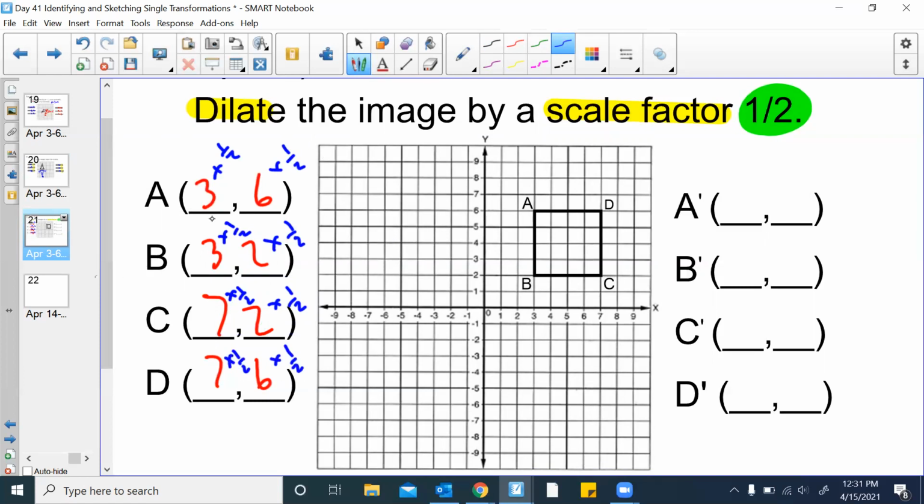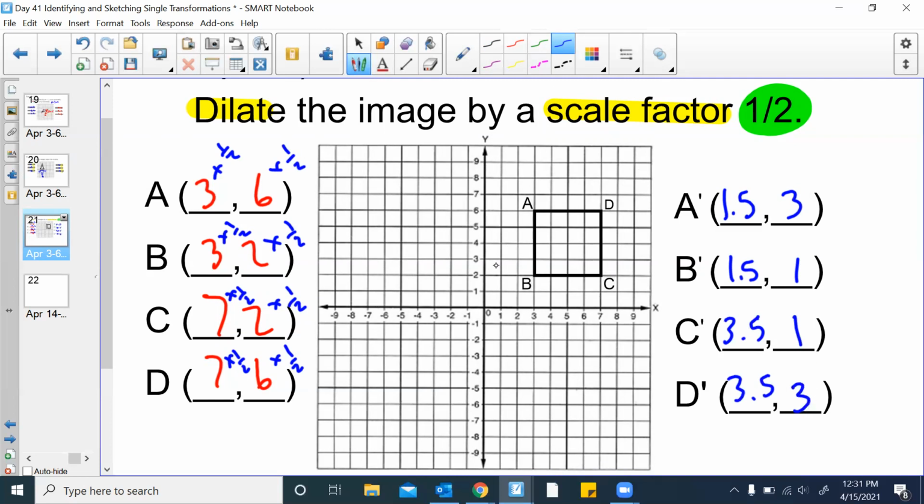All right, and when we do that, 3 times a half, you'll see will be 1.5. 6 times a half is 3. 3 times a half, again, 1.5. 2 will be 1. 7 will be 3.5. And 1, 3.5, and 3.